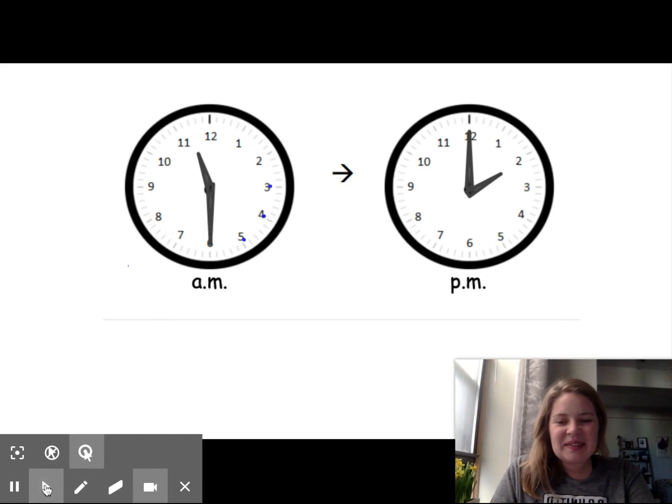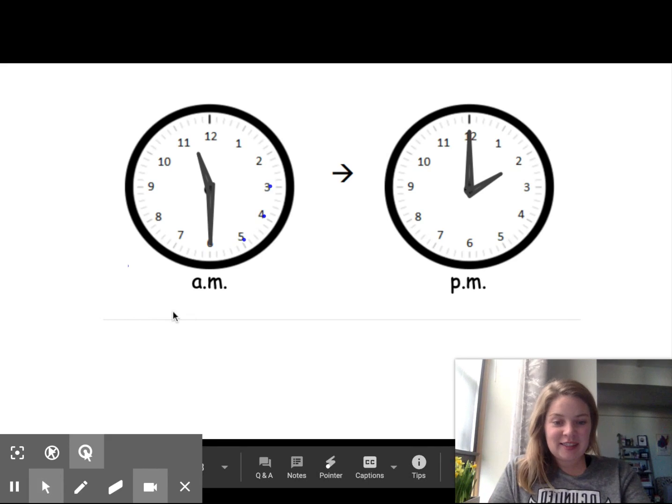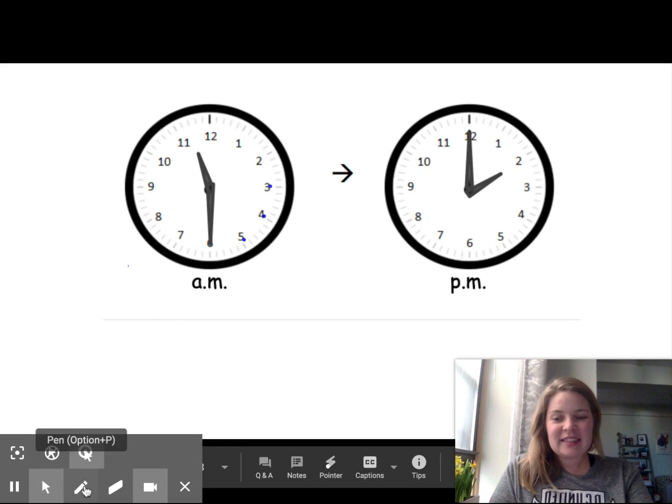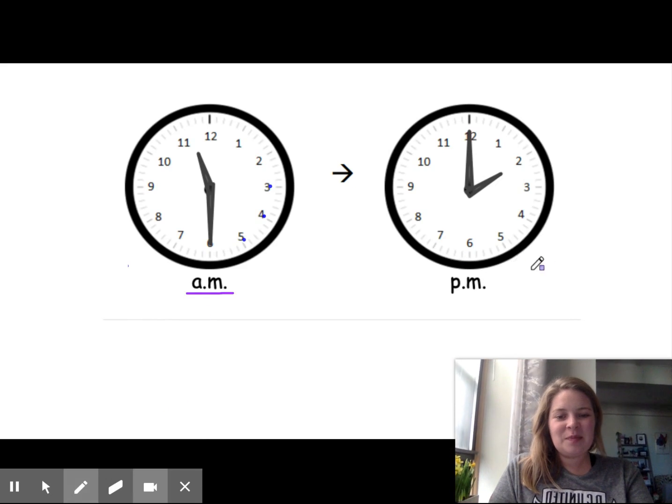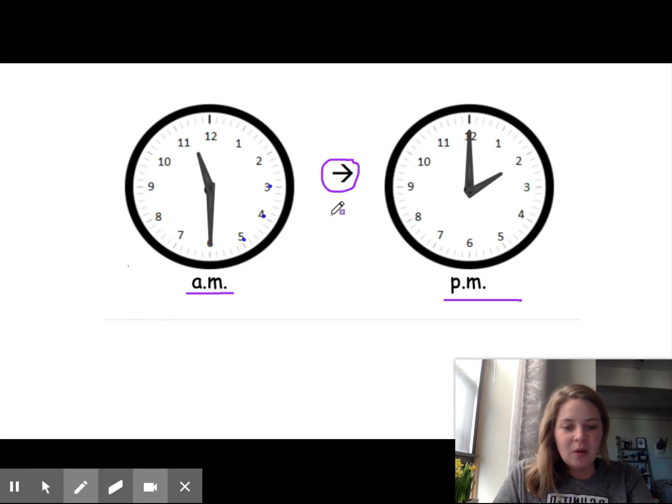Okay, second graders, let's try a new clock. So we see two clocks here. One says AM and one says PM. We need to find the difference between these two times. Now, in order to do this, we first need to identify what time it is.